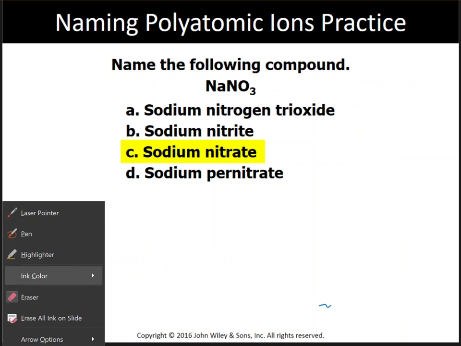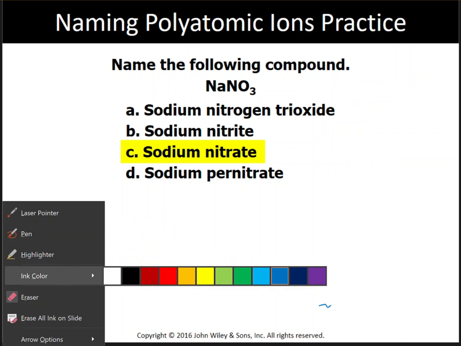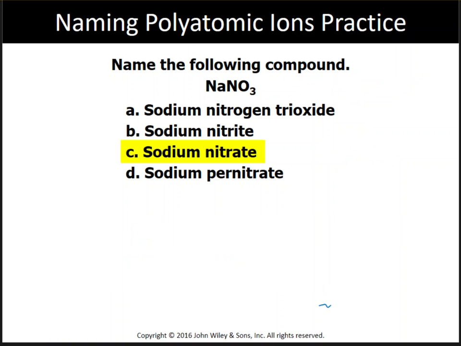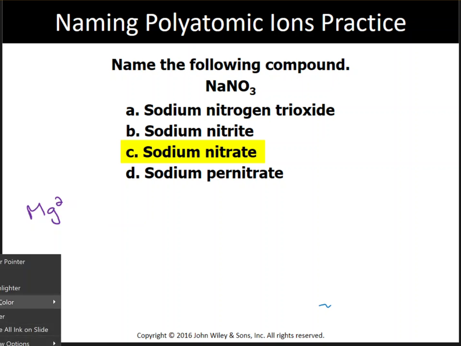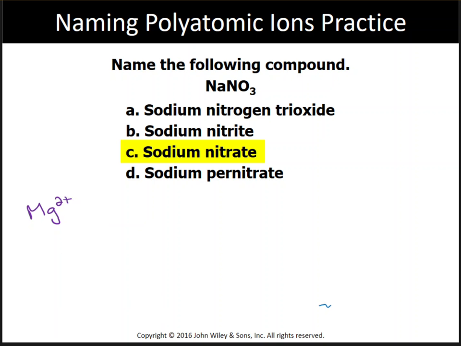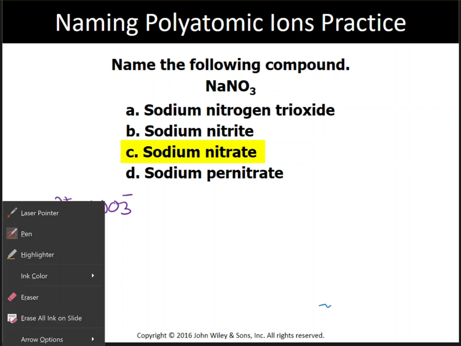So let's say you want to write the formula of a compound that is composed of a magnesium ion and a nitrate ion. We want to write the formula and we want to name this.